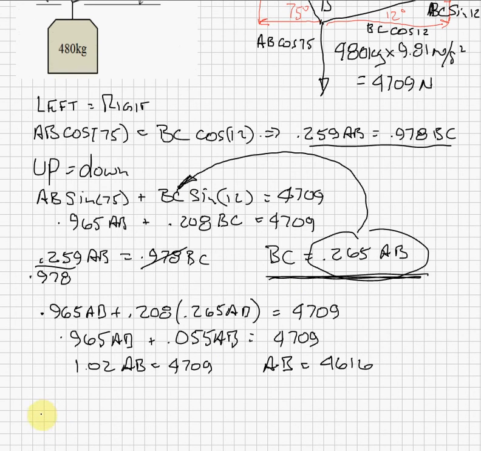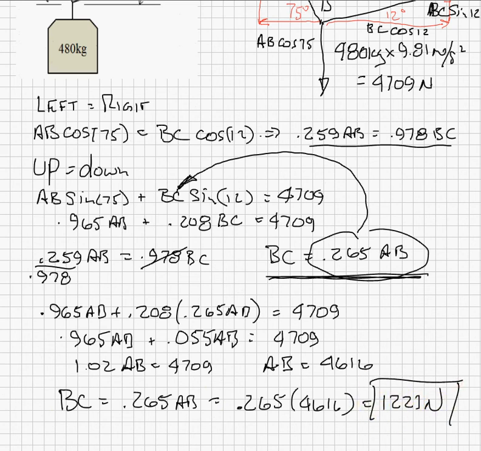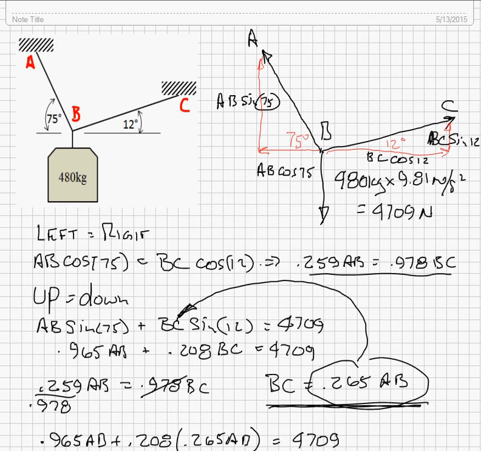Now, once I've got AB, I can come right back up here to this expression, and I can find BC. And so that means that my tension BC equals 0.265 AB, and that equals 0.265 times 4616, or 1223 newtons. And so now I have AB and BC solved for that. It really requires us just to use the lefts equal rights, ups equal downs, and their trig functions to resolve these vectors.